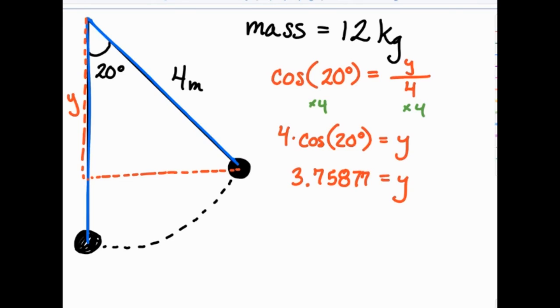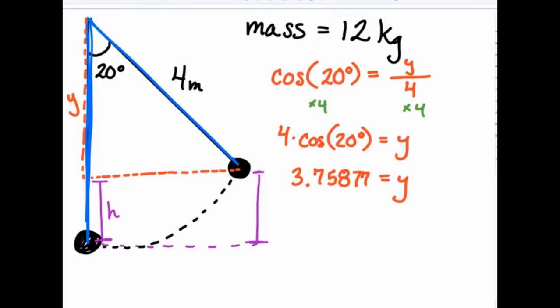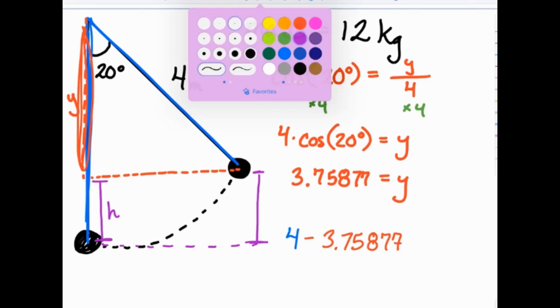Now all I need to do is find this change in height to get from there to the bottom. Well, that's just going to be this distance here, and I'm going to call that h. If I know the whole length of the entire thing is 4, this whole thing here is 4, if I do 4 minus this y distance here, then that'll be 4 minus 3.75877, and I'll be able to solve for my height.